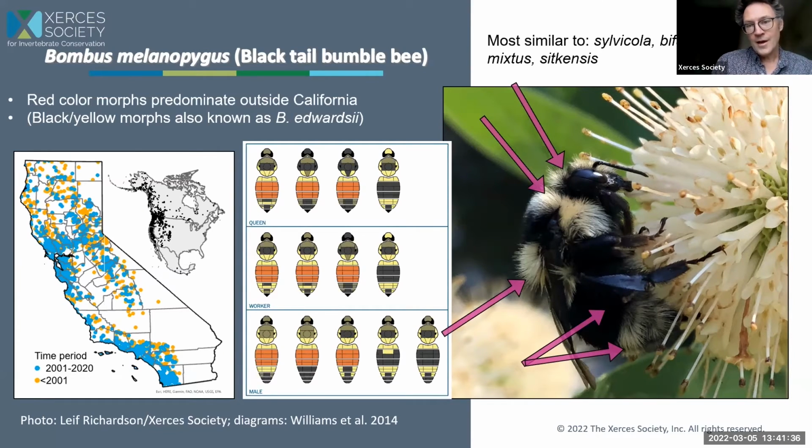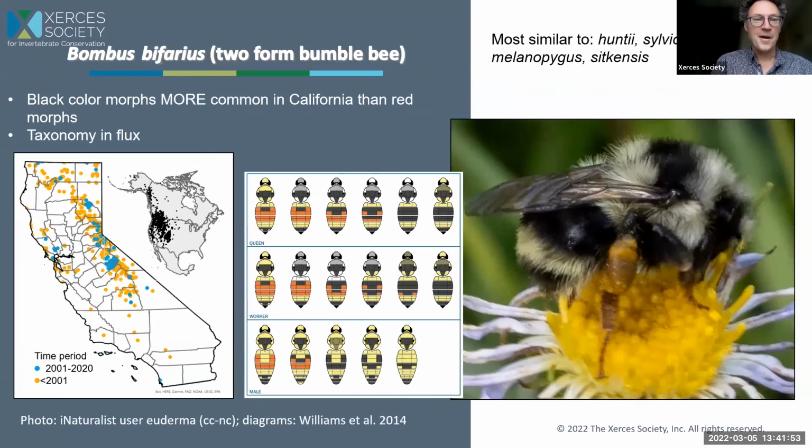It comes out early. To me, it is a classic visitor of manzanita and arbutus, strawberry tree, those types of early spring flowering plants. If you want to see this bee, find a flowering manzanita and be patient, and you will find it, I think.